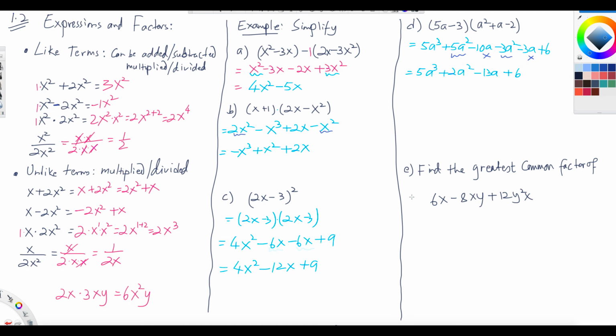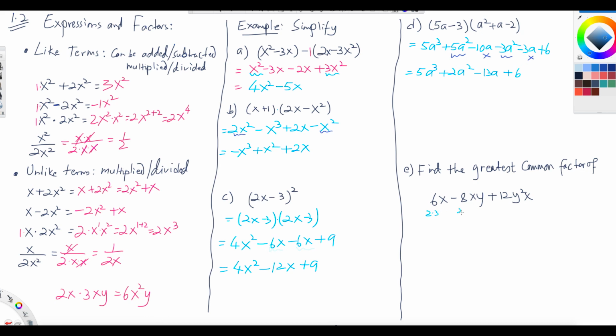Okay, next one is find the greatest common factor. What do you mean by greatest common factor? Greatest common factor means the highest term that is common to all of them. Okay, let us look at the numbers. What is the biggest common number? There is 2 times 3, right? This is like 2 times 3.